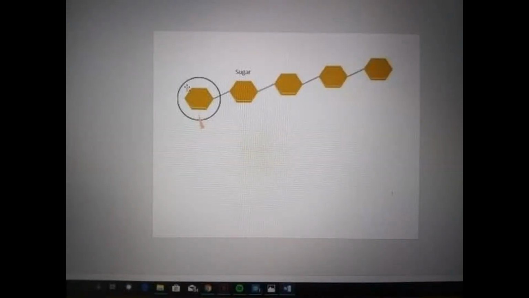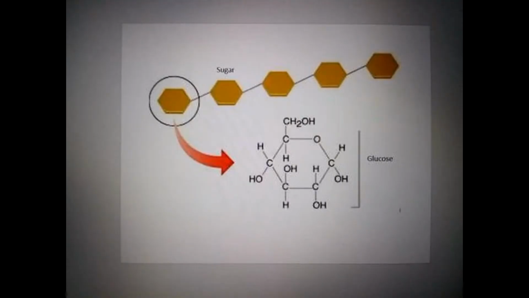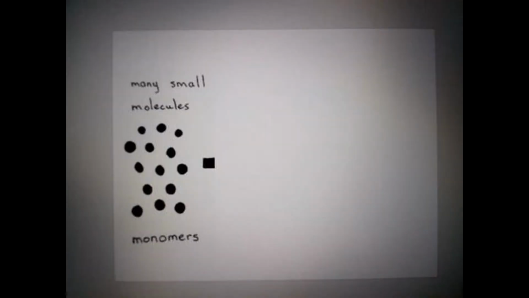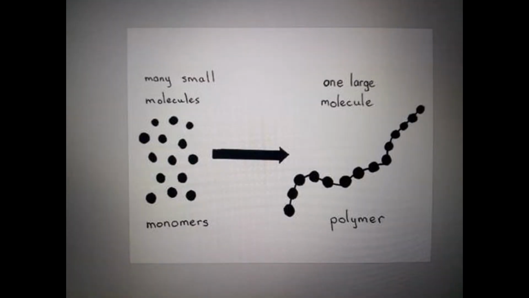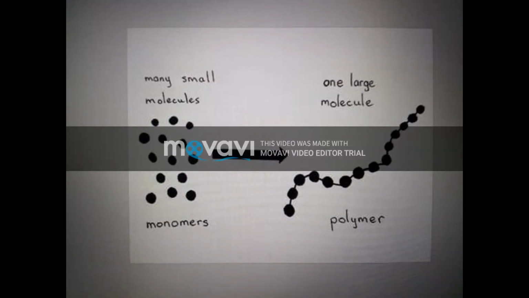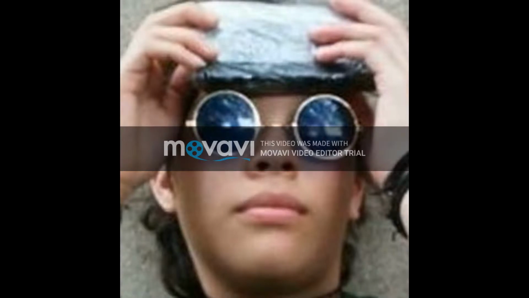Sugars are considered the monomers that make up the polymers, which is the glucose. So, to put it simply, monomers are just small molecules when put together into large groups made up by a polymer. The next biomolecule would be lipids.